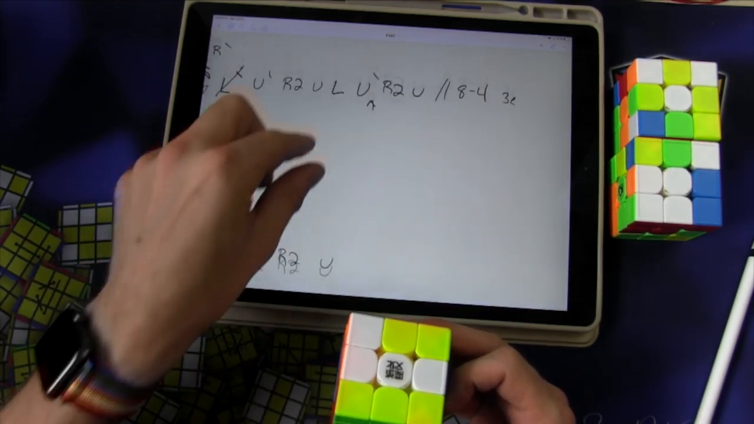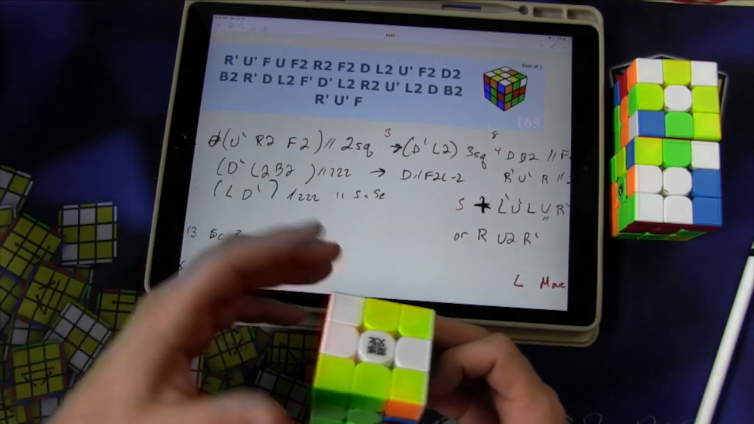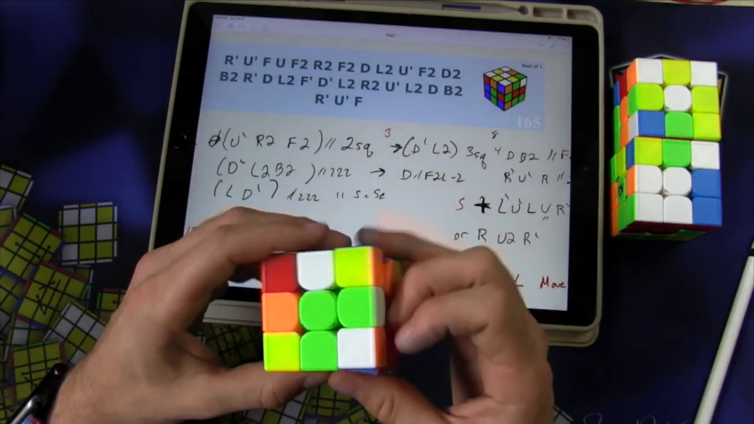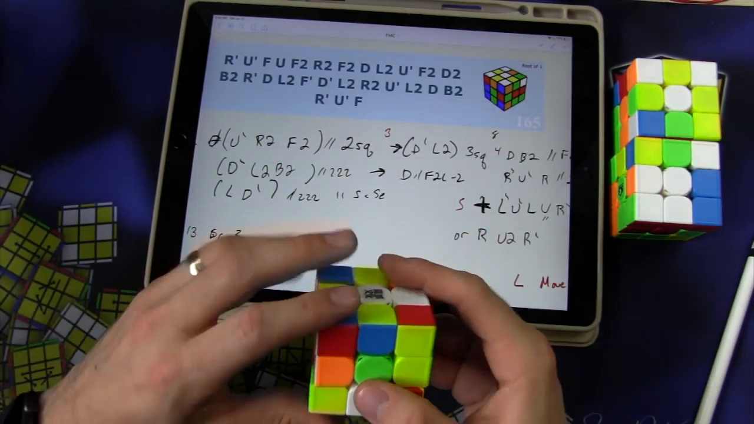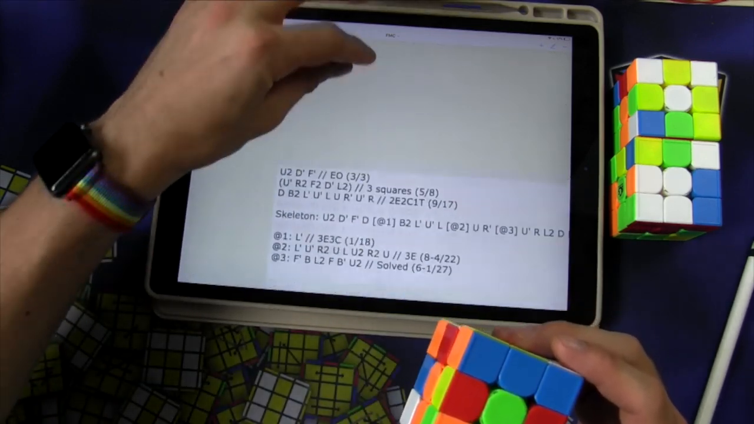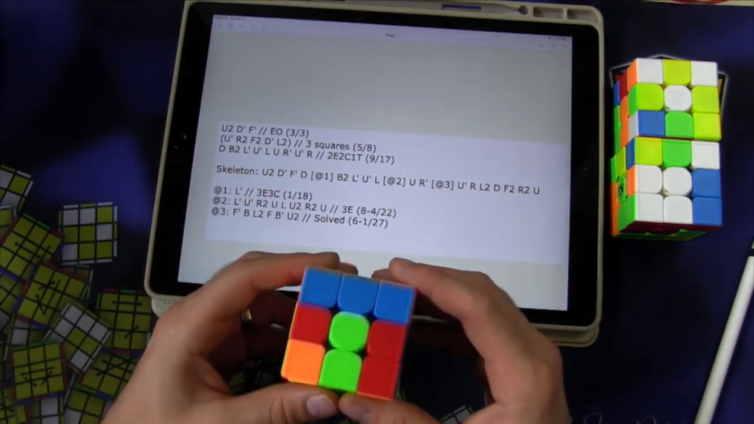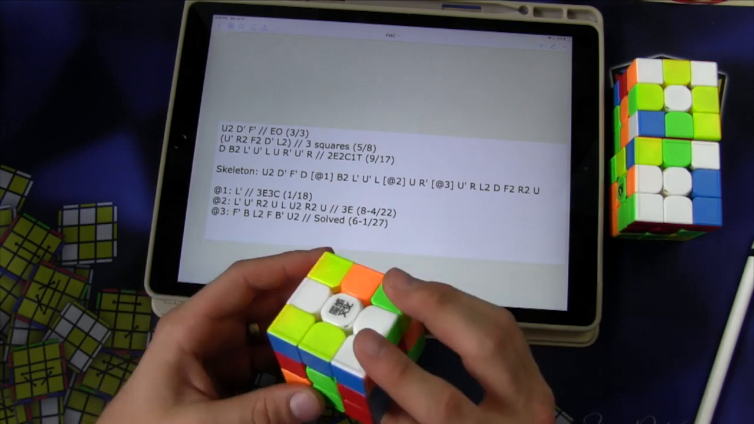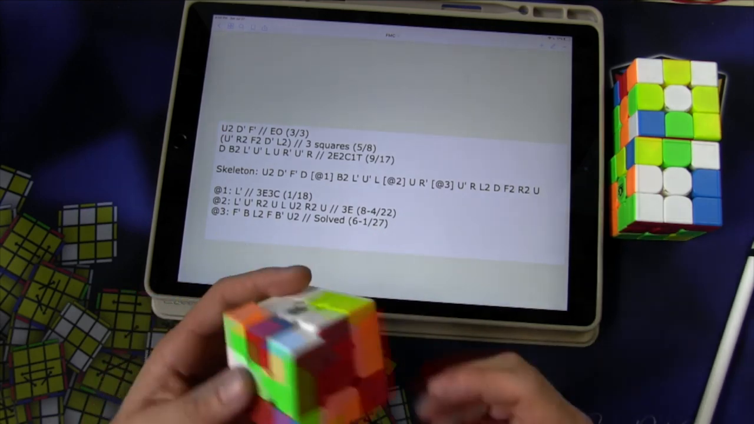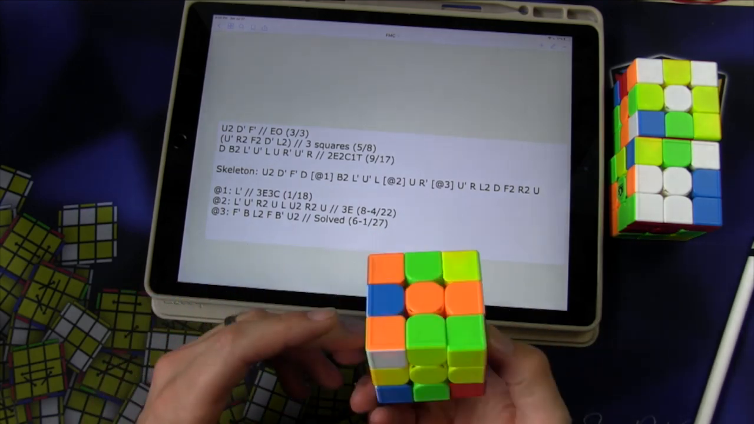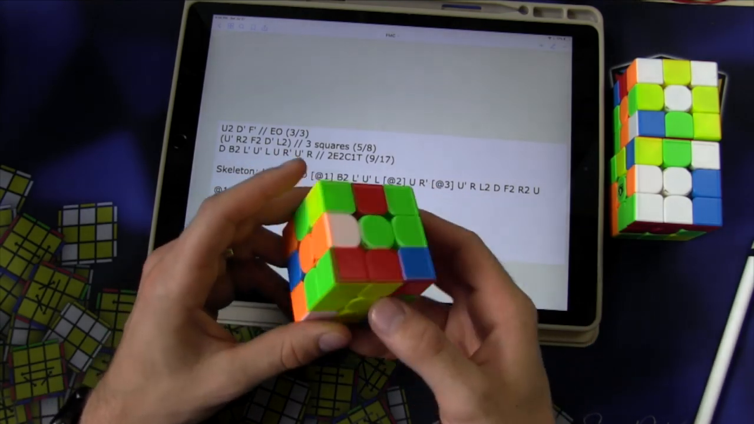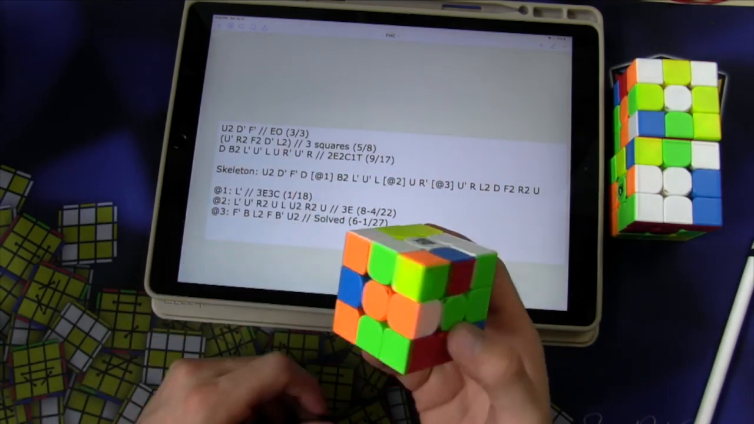And let's go back up to the scramble. Do the scramble like normal, R prime, U prime, F U, F2, R2, F2, D, L2, U prime, F2, D2. And then those three moves for EO. Oh no, was I holding the cube weird the whole time? Nope, that was good, okay. So now I have three squares again.